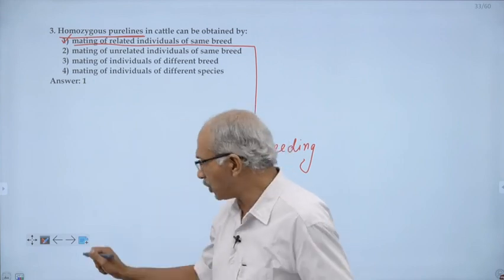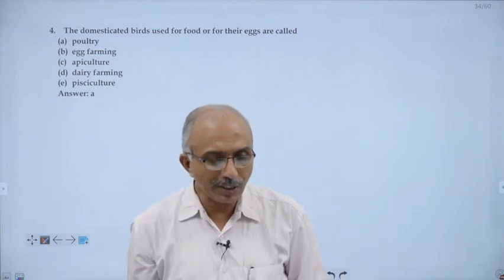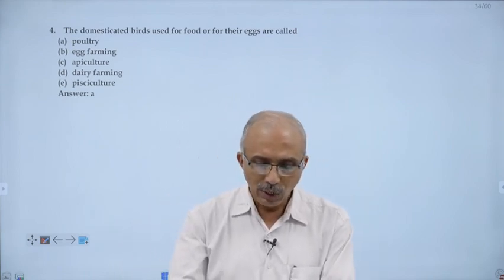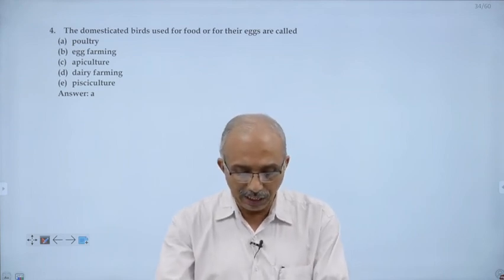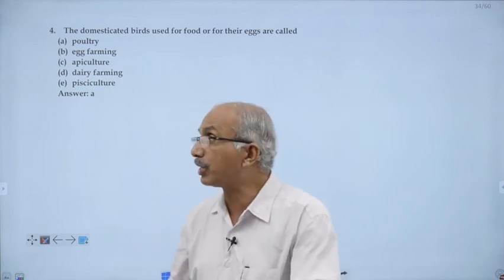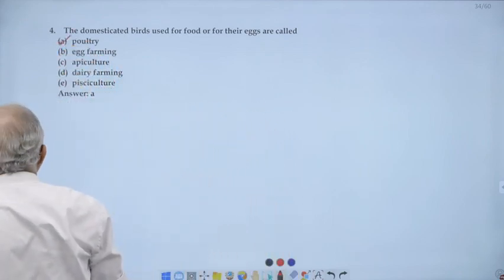Next is a very simple question. Domesticated birds used for food and their eggs are called poultry.